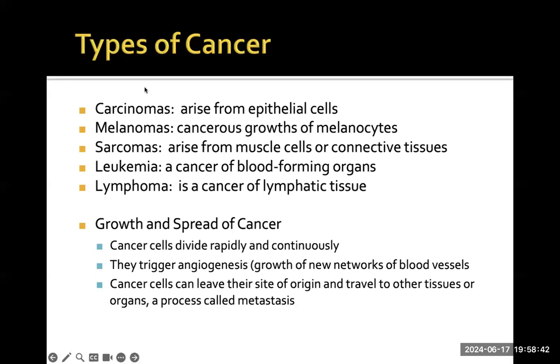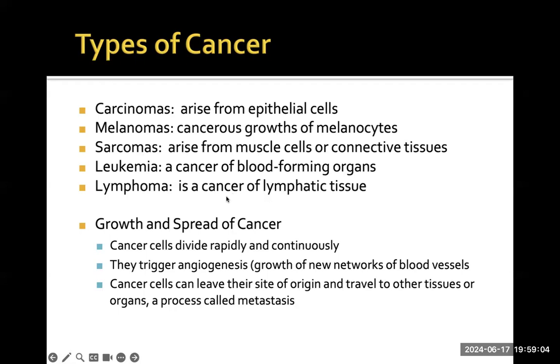There are different types of cancer. So carcinomas are going to come from epithelial cells. Melanomas are going to come from melanocytes, which are the pigment cells of your skin. Sarcomas are going to come from muscle cells. Leukemias are going to be cancer of the blood. And lymphoma is the cancer of the lymph.